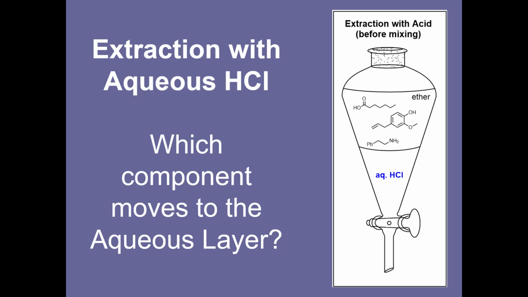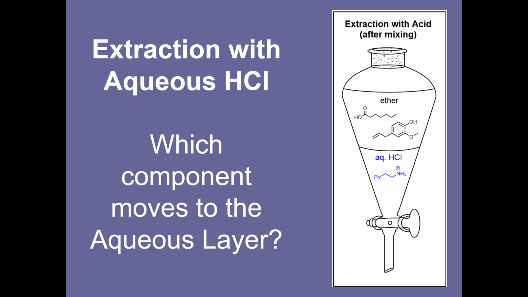Let's say we have the following components dissolved in organic solvent, such as ether. We have a carboxylic acid, a phenol, and an amine. Now, if we mix that organic layer with aqueous hydrochloric acid, would any of these components move to the aqueous layer? Pause the video and make a prediction before resuming.